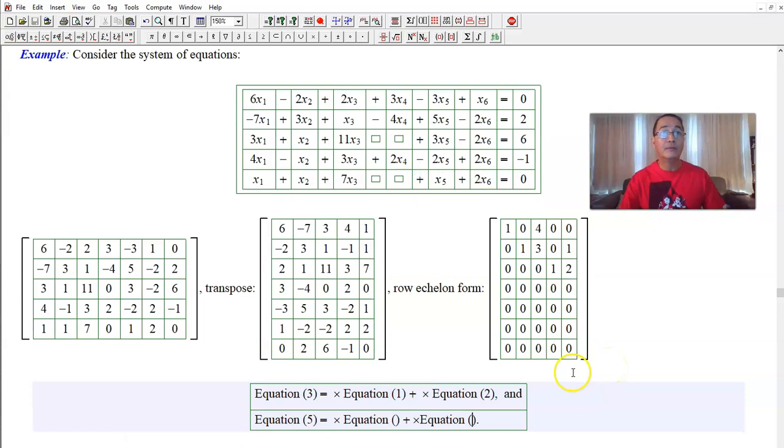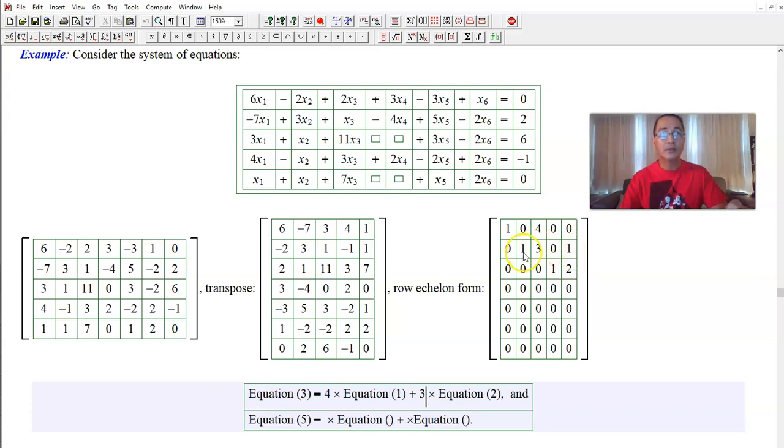Okay, so let's write that down. Equation 3 is 4 times equation 1 plus 3 times equation 2. We have a second redundant equation, which is in column 5, and of course that comes from row 5 of this original system. Our coefficients are 0, 1, and 2, so be careful with that 0. The only non-zero coefficients are this 1 and 2.